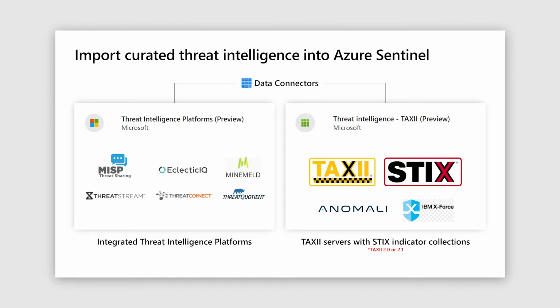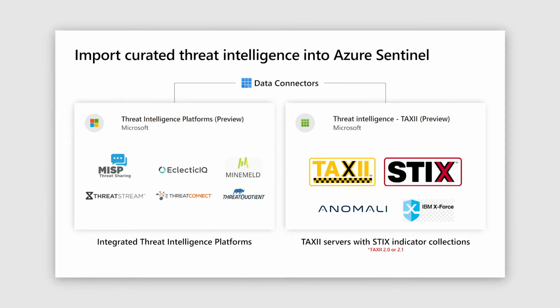There's a dedicated area of the product for data connectors. In that area, you'll see the list of different connectors we provide out of the box. There are two specific data connectors related to threat intelligence. The first one is called the Threat Intelligence Platforms Data Connector. This is appropriate for folks that have a threat intelligence platform, or a TIP, as it's known in the industry, that they use to curate all of their threat intelligence.